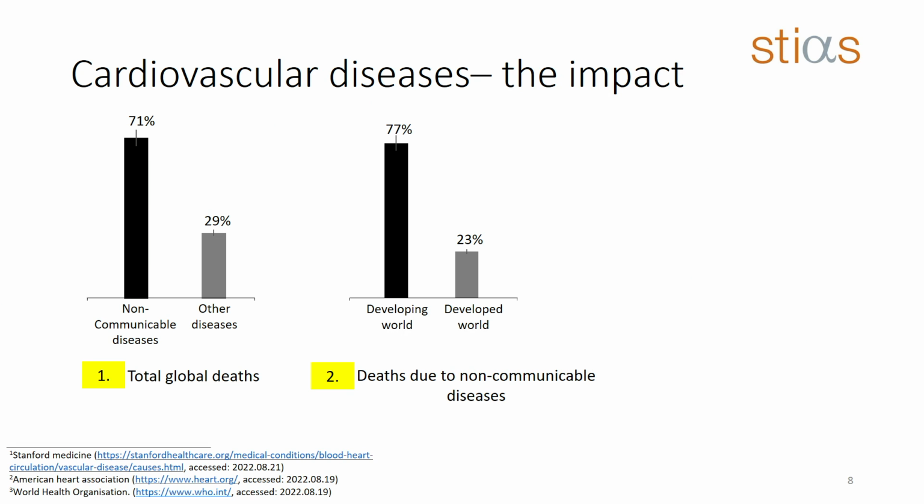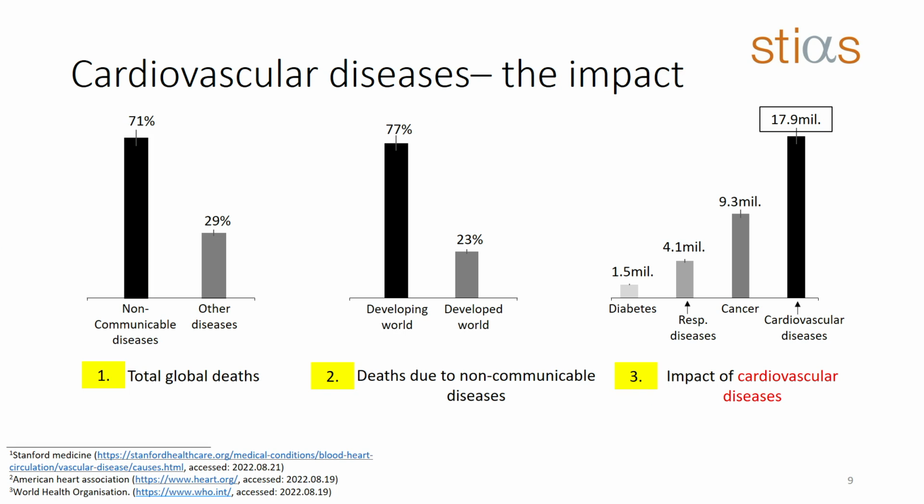And these figures, for your information, were taken just before COVID-19. So this data doesn't include COVID-19. Of all these figures and data, 17.9 million are deaths due to cardiovascular diseases, followed by cancer at 9 million, respiratory diseases at 4 million, and diabetes at 1.5 million. It tells you that cardiovascular diseases affect much, much more people than any other non-communicable disease out there. And these are just figures within 1 year.